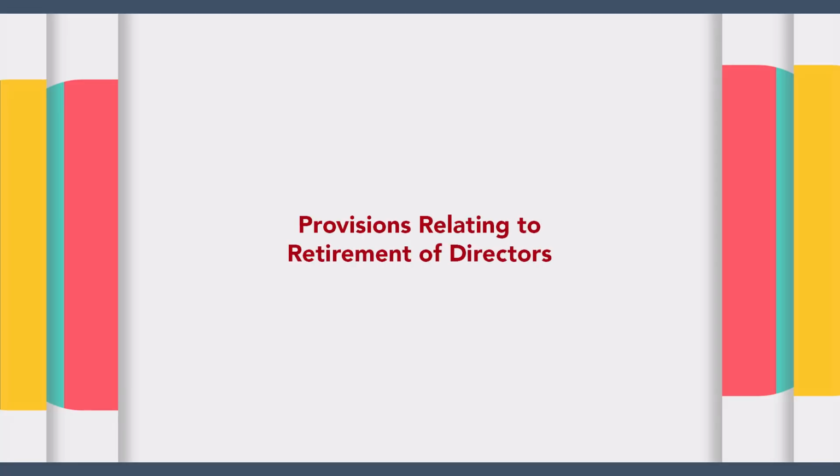Number 4, a person appointed as a director shall not act as a director unless he gives his consent to hold the office as such a director, and such consent has been filed with the registrar within 30 days of his appointment. Now, dear students, we look at the various provisions relating to the retirement of directors.